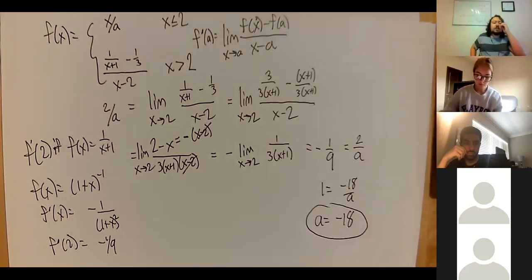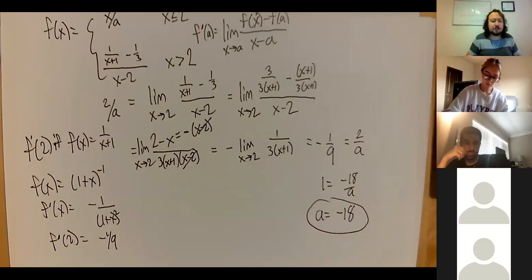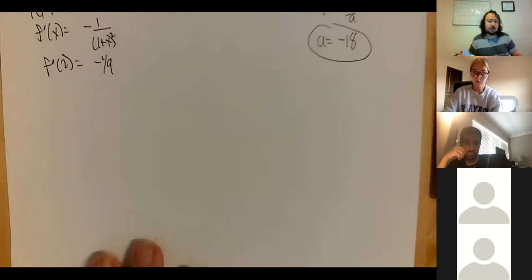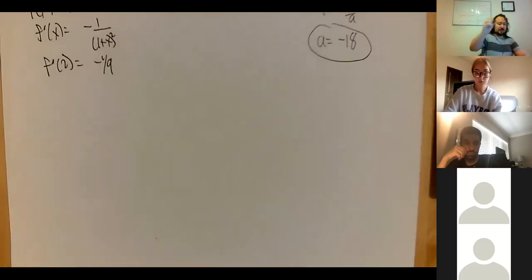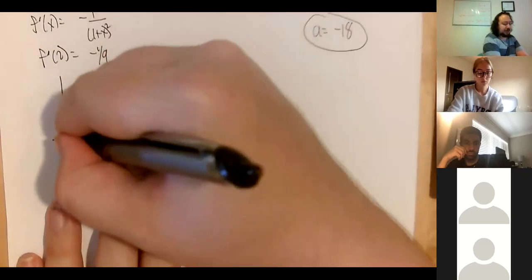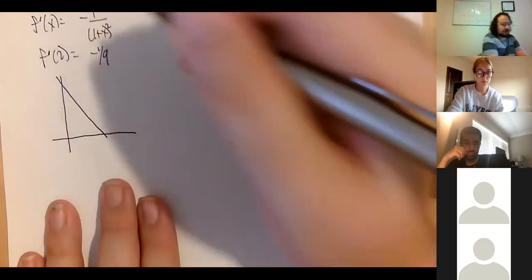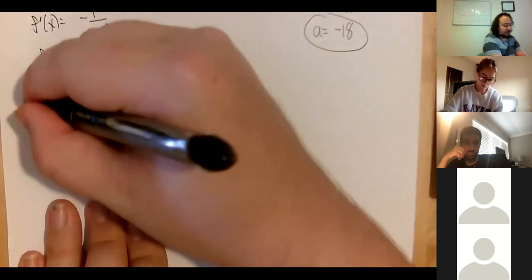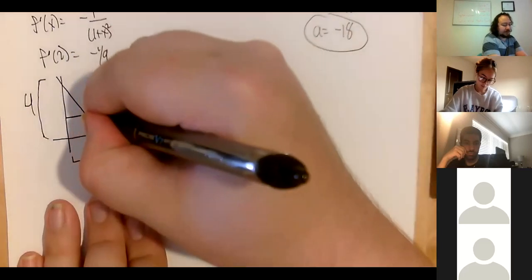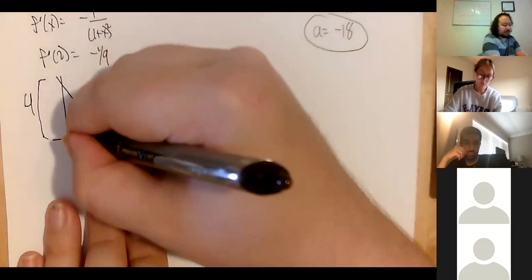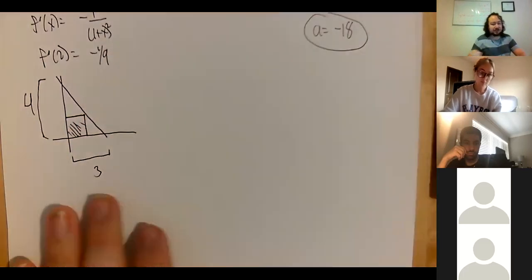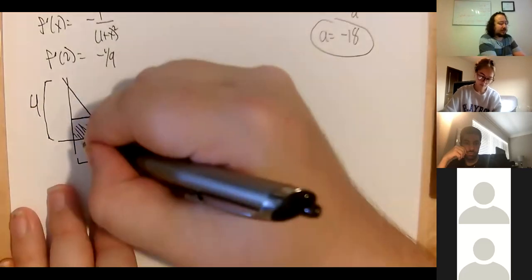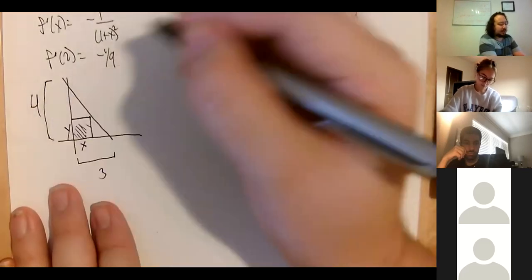Find the area of the largest rectangle that can be inscribed in a right triangle with legs of length 3 and 4, if 2 sides of the rectangle lie along the legs. All right, so they give us this picture here. It looks something like this. So this length is 3. This length is 4. And then we have our rectangle here. And I drew it to look like a square, but it doesn't have to be a square. In fact, I don't think it can be a square. And then this length is going to be x, and this length is going to be y.